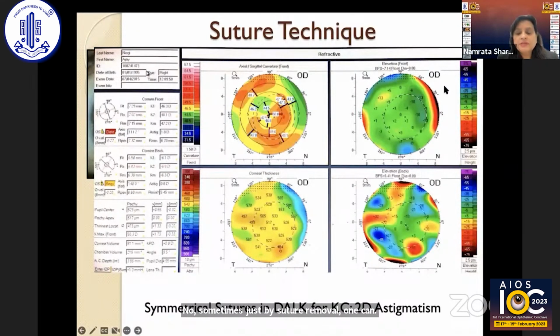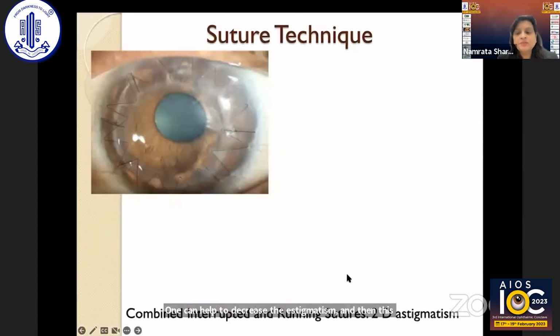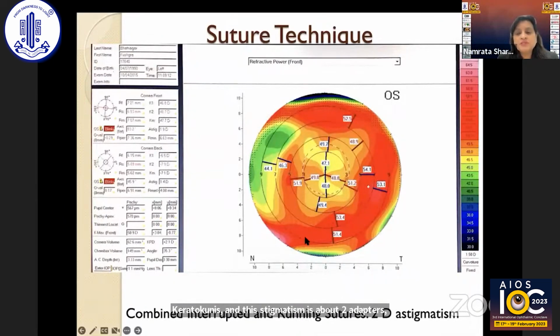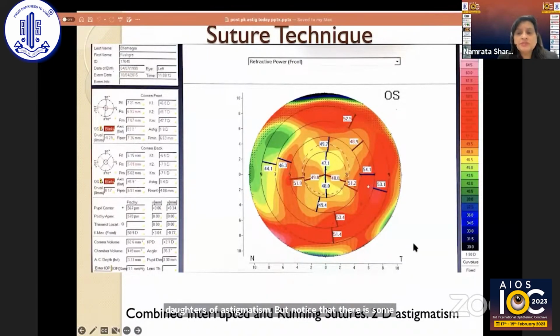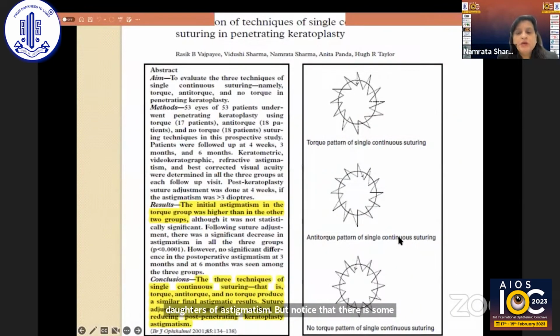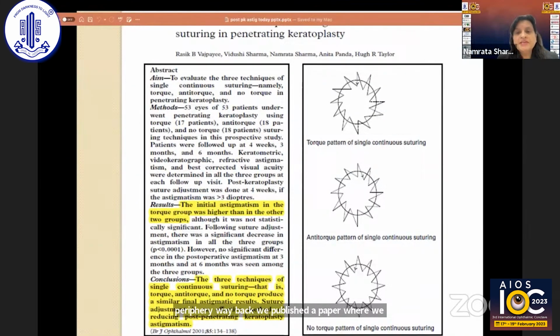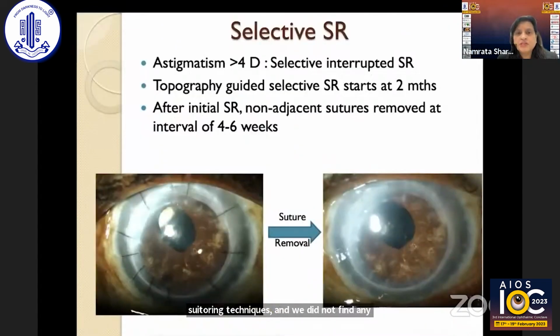In this case, the symmetrical sutures were there in DALK for keratoconus, and this astigmatism is about 2 diopters. And this is a combined interrupted and running suture, which has 2 diopters of astigmatism. But notice that there is some amount of ectasia also present in the periphery. Way back, we published a paper where we compared torque versus anti-torque versus no torque suturing techniques, and we did not find any difference between these 3 types of suturing techniques.